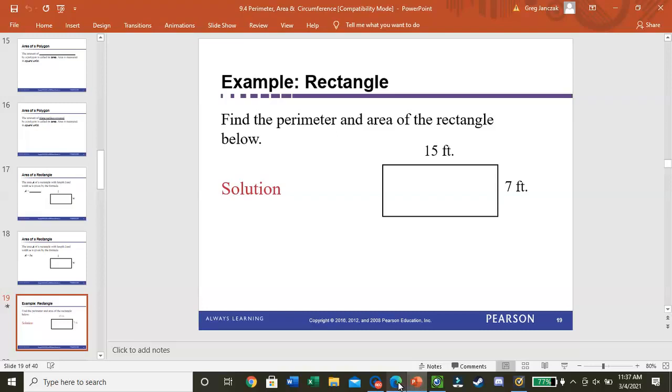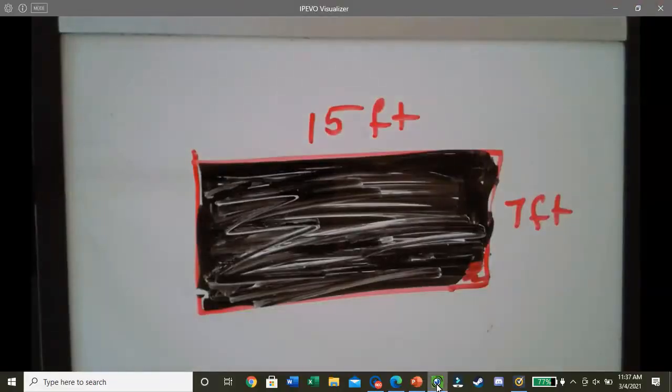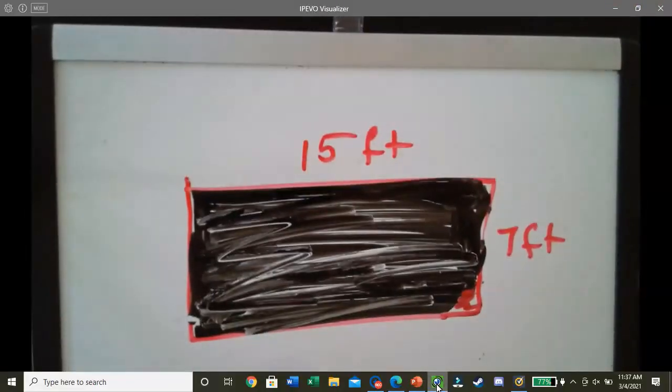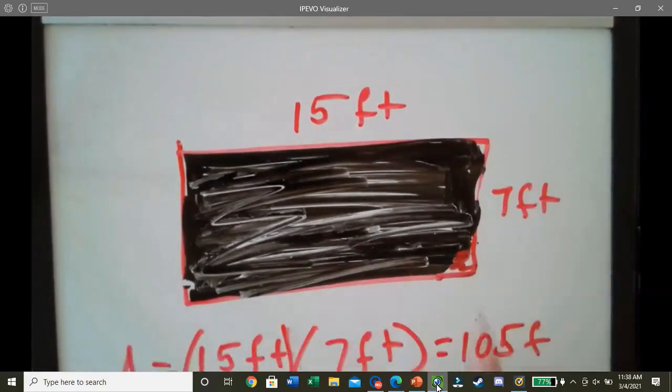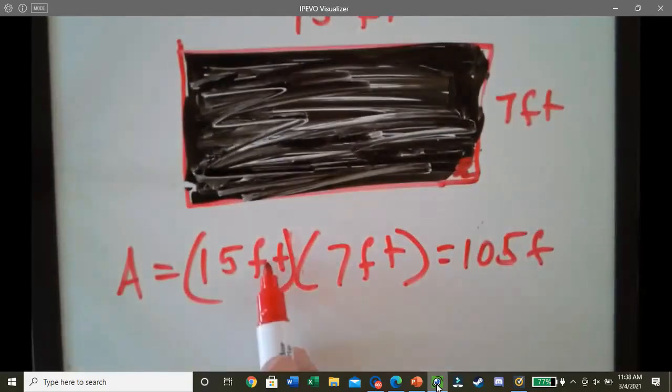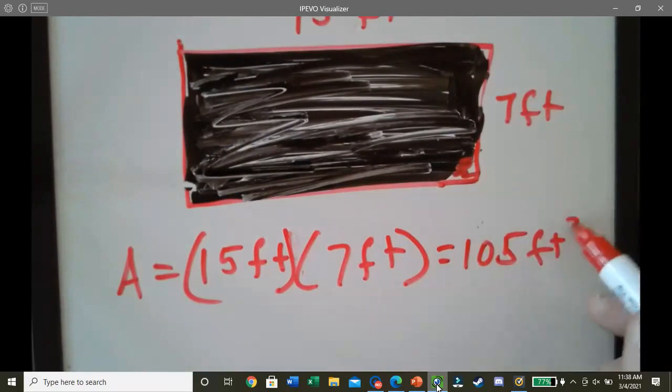So here's our problem. Area is going to be 15 feet times, or we'll use parentheses, I think that just looks cleaner, 15 feet times 7 feet. So 15 times 7, that's going to give us 105. And your units are going to be feet times feet, which is feet squared.